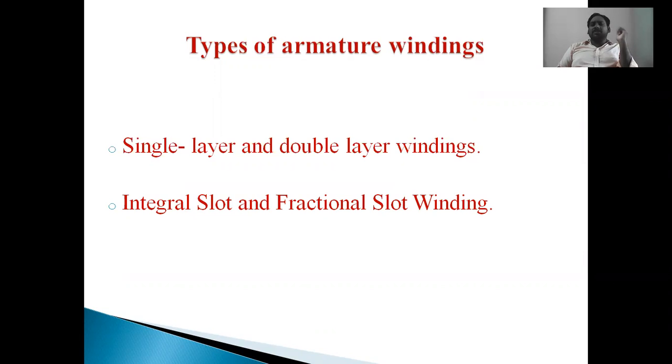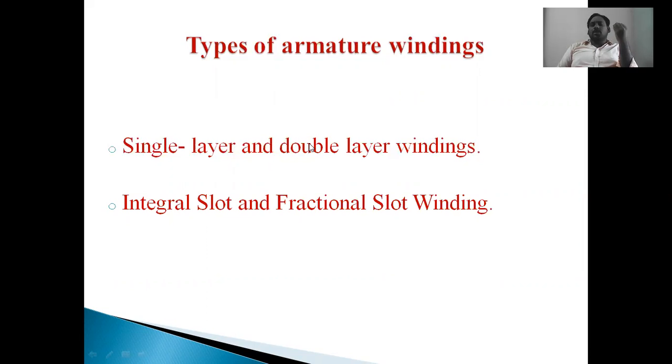Single layer winding means when the coil side occupies the total slot area. Double layer winding means when an even number of coil sides, like 2, 4, 6, 8 coil sides, occupy the slot area as double layers. Such type of winding is called double layer winding. Most probably we will prefer double layer winding because it has advantages over single layer winding.